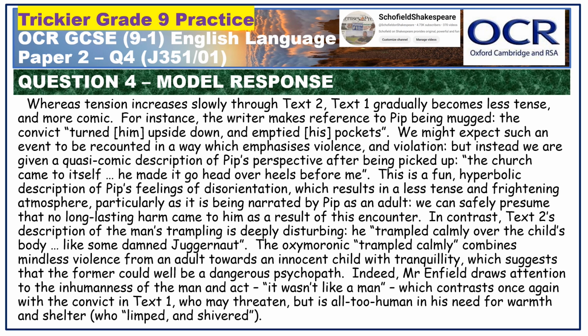In contrast, text 2's description of the man's trampling is deeply disturbing. "He trampled calmly over the child's body like some damned juggernaut." The oxymoronic "trampled calmly" combines mindless violence from an adult towards an innocent child with tranquility, which suggests that the former could well be a dangerous psychopath. Indeed, Mr. Enfield draws attention to the inhumanness of the man and act. "It wasn't like a man," which contrasts once again with the convict in text 1, who may threaten, but is all too human in his need for warmth and shelter, who "limped and shivered."